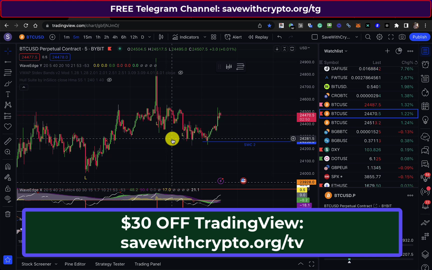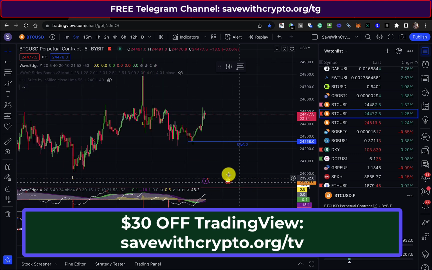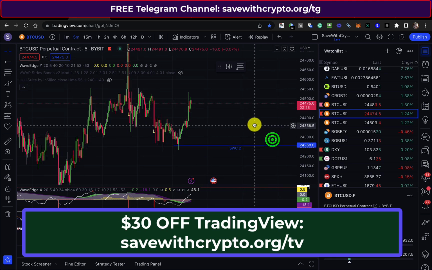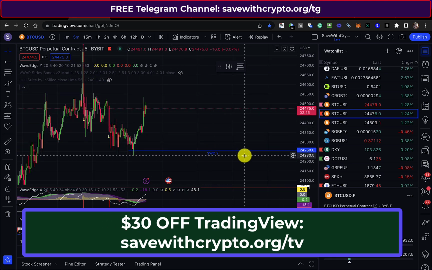Okay, so this is BTC USD on the ByBit chart. That's the ByBit perpetual contract, and it's the 5-minute time frame. This is the entry I went in at this morning, the one that says SWC2. That's Save with Crypto 2, my second ByBit account, the one I used for the $200 challenge.